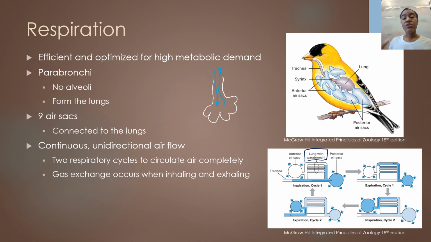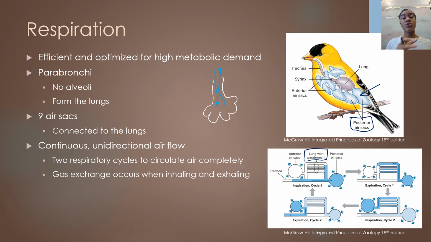Another key difference for birds that we don't see in mammals or in non-avian reptiles are these nine air sacs. I'm not going to draw a circle around them, but all these white structures are the air sacs. There are posterior air sacs, which are closer to the tail, and anterior air sacs, which are closer to the head. These air sacs are important for how birds undergo respiration. The air movement in the bird respiratory tract is unidirectional, and it's continuous.